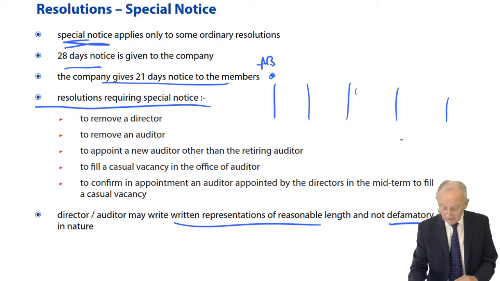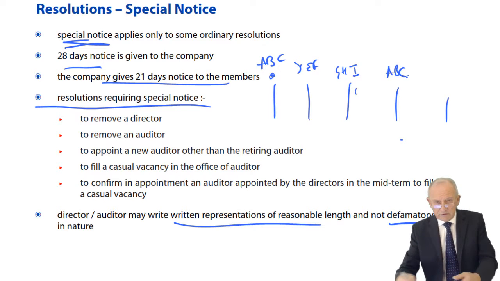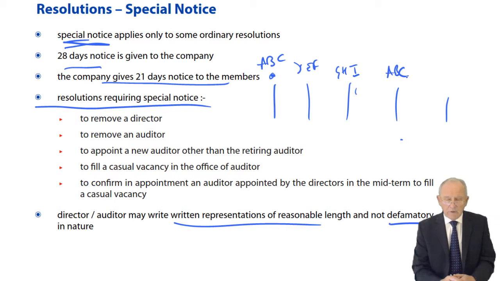A, B and C will retire there, D, E and F will retire there, G, H and I will retire there, and then A, B and C will retire there again. So it's a one-third rotation procedure.